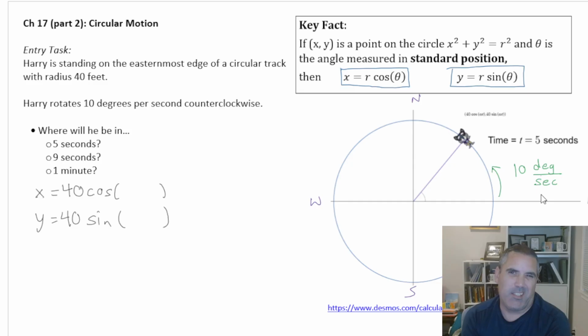So in 1 second he goes 10 degrees, in 2 seconds he goes 20 degrees, in 9 seconds he'll go 90 degrees. So you might even be able to anticipate where he will be in 9 seconds. He will be at the top, right?